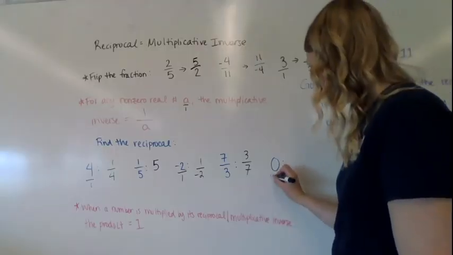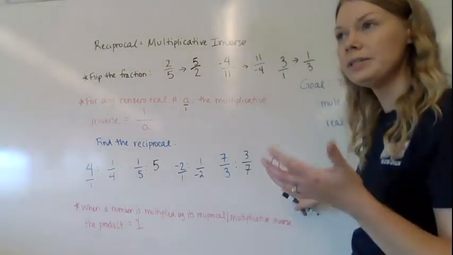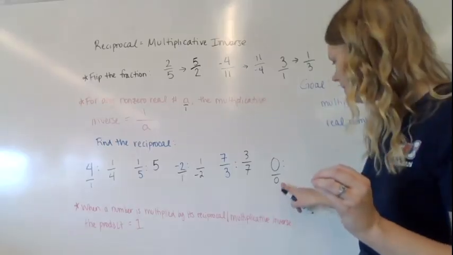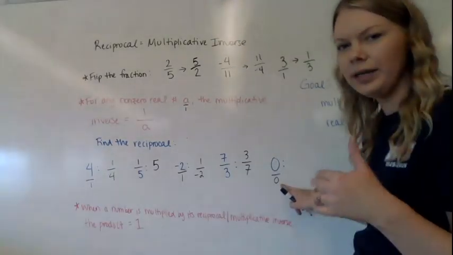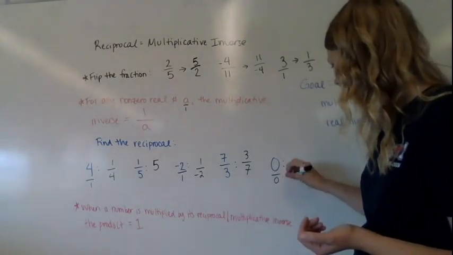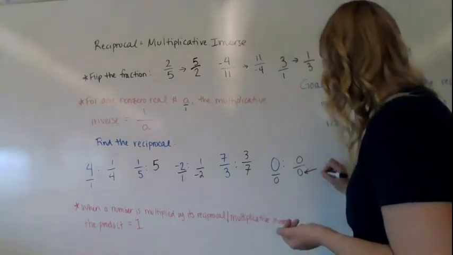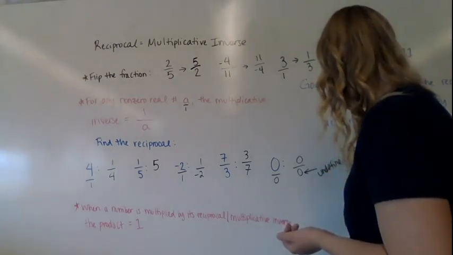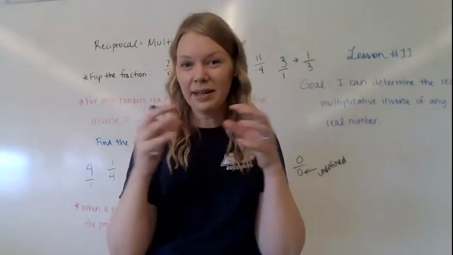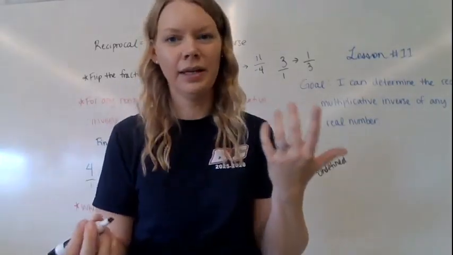What about 0? If I write it as 0 over 1 and flip it, I get 1 over 0. The reason why our goal is to find the reciprocal of any non-zero real number is that, as discussed in the previous lesson, we cannot divide by 0. That's not a possibility. This would be undefined. We can't have 0 in the denominator. Therefore, much like 0 is the only number that does not have an opposite, or additive inverse, 0 is also the only number that does not have a reciprocal, because we cannot divide by 0.